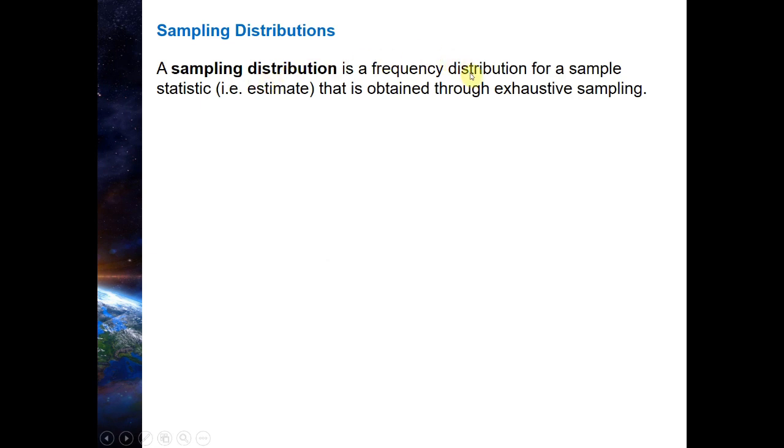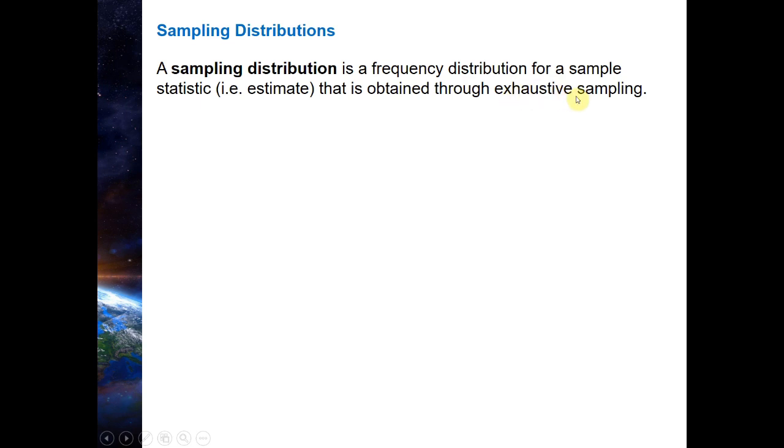It is a frequency distribution for a sample statistic, an estimate, right, that is obtained through exhaustive sampling. So what do we know from this? Well, we know that we are going to be exhaustive sampling. And that was discussed when we talked about Z-scores, right? No, I'm sorry, let me back up. It wasn't talking about Z-scores.